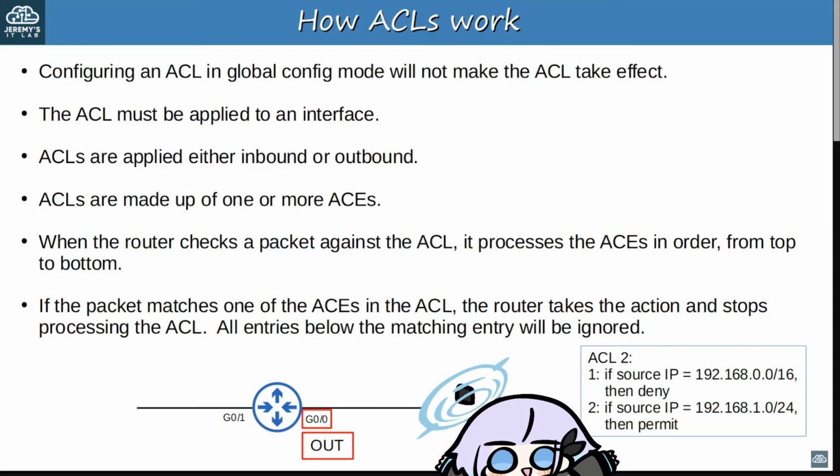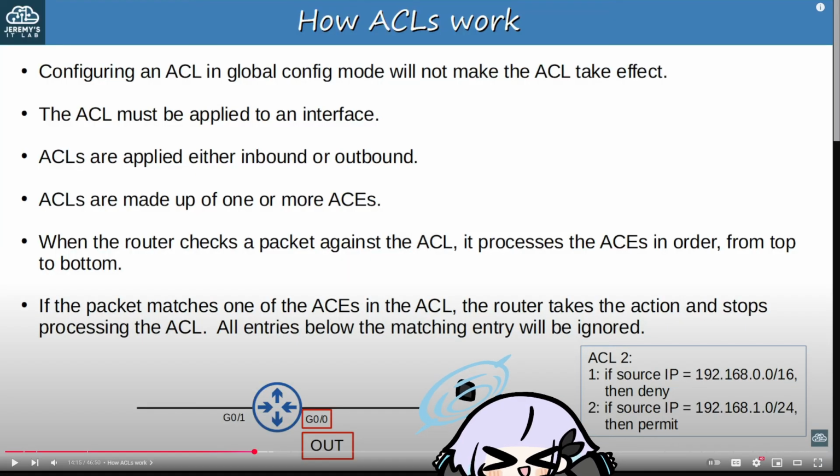Now I've reversed entries 1 and 2 in ACL 2. What will the effect be if the same packet is received by the router? It'll just be denied, because /16 basically means any number in these two zeros is part of it. If it's /24, it's just this zero.